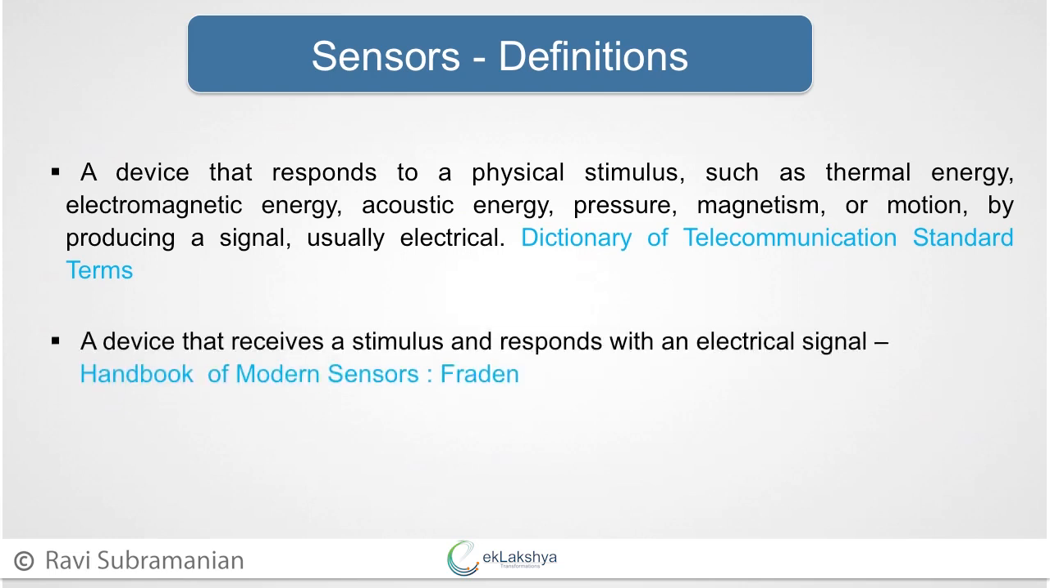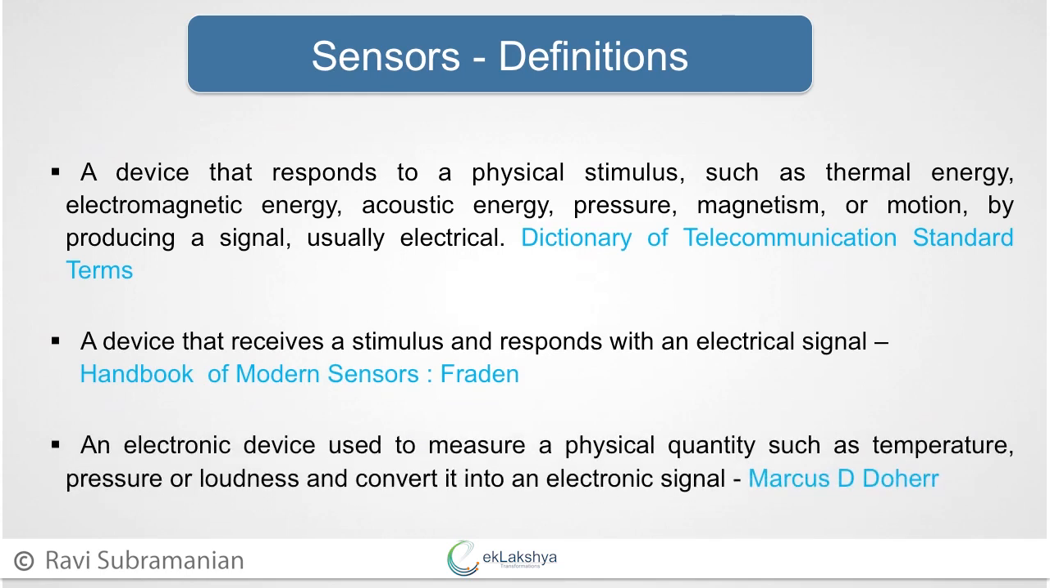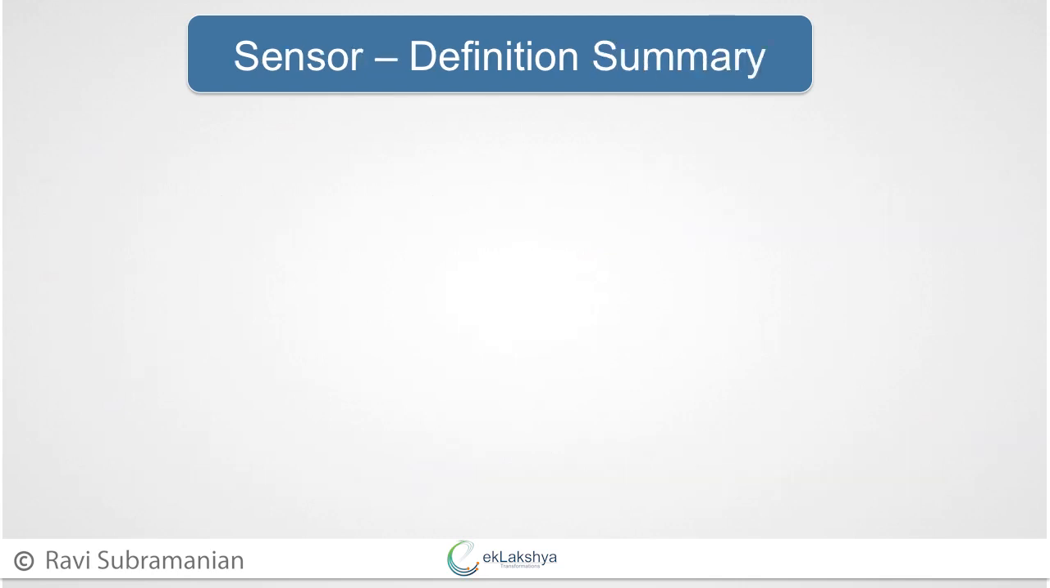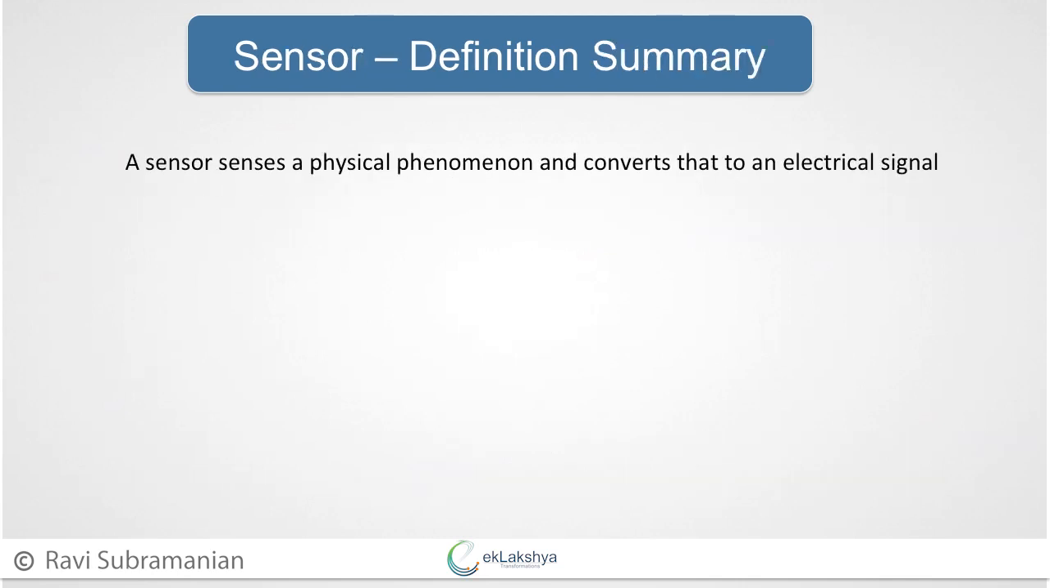Another definition says a sensor is a device that receives a physical stimulus and responds with an electrical signal. This is from the Handbook of Modern Sensors by Fraden. The third definition is very interesting. It is very simple. It says it's an electronic device used to measure a physical quantity such as temperature, pressure or loudness. It converts that to an electronic signal. To summarize, a sensor senses a physical phenomenon and converts that to an electrical signal.